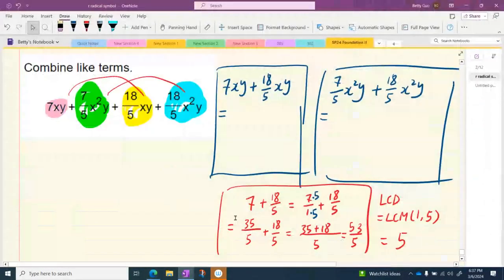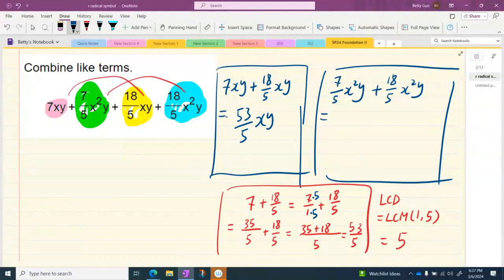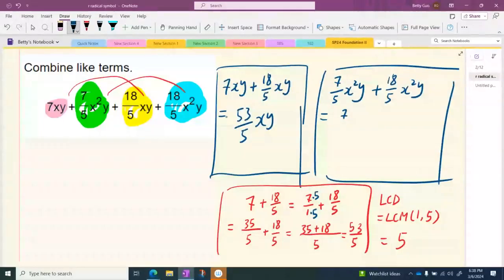Okay, 53 over 5. So in the first box, 7xy plus 18 over 5xy gives us 53 over 5 times xy. And that's the first box. Second box, we're combining green and blue. Take your time. So in this box, we are going to combine the two coefficients, 7 over 5 and 18 over 5.